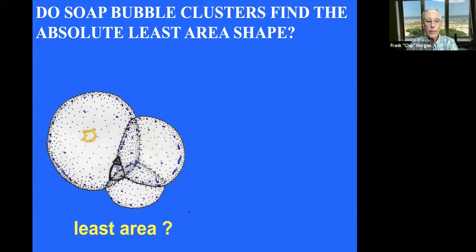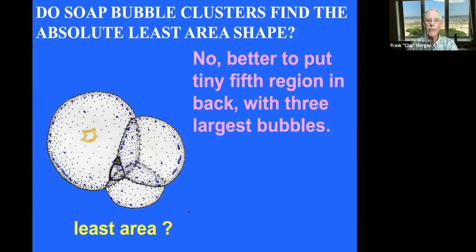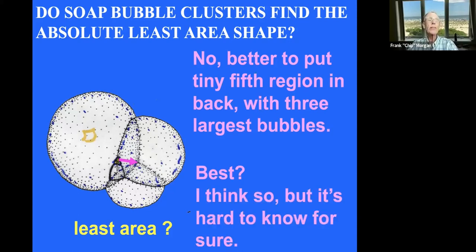Is the one on the left least area? Well, no, it's actually better to put that tiny 5th region in back with the 3 largest bubbles. And would that be the best? Would that be the least possible area? Well, I think so, but it's hard to know. Maybe someday someone will find another arrangement that does better. So it's very hard to answer questions like this.